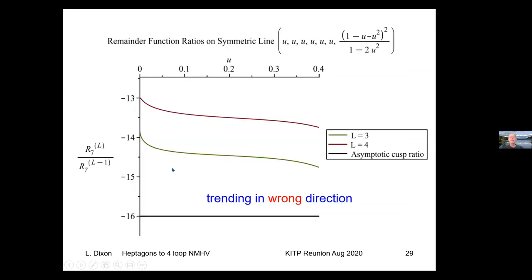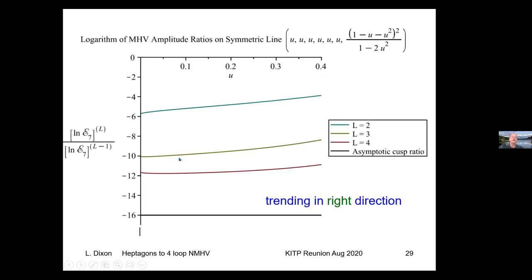When we plot the remainder function, however, we don't see the right thing. We see that the 3-loop ratio to 2 loops is down here. This is the asymptotic cusp value. But then you go to 4/3 and it goes up. We expect it's going to turn over and come down again. We just haven't seen that enough. If instead we plot the logarithm of the MHV amplitude, we see things going in the correct direction. So sometimes you have to pick the right quantity to see what you want to see.